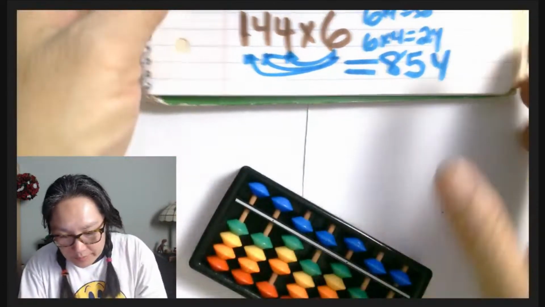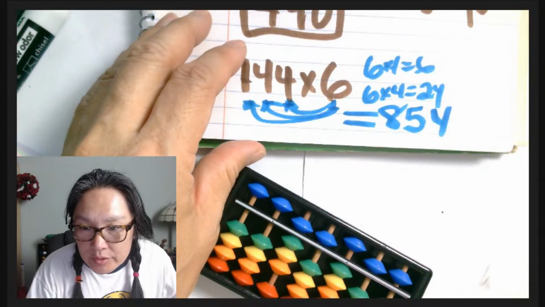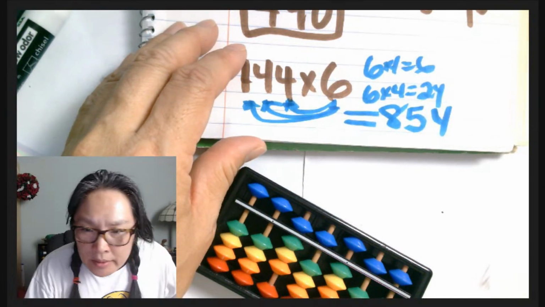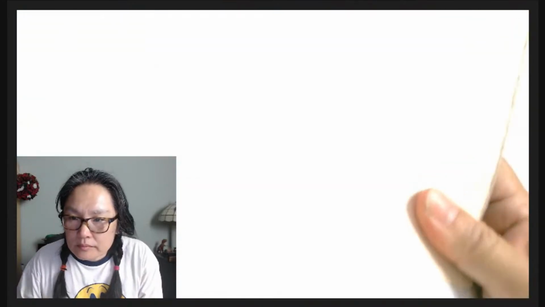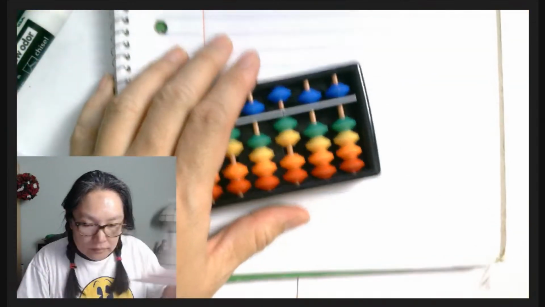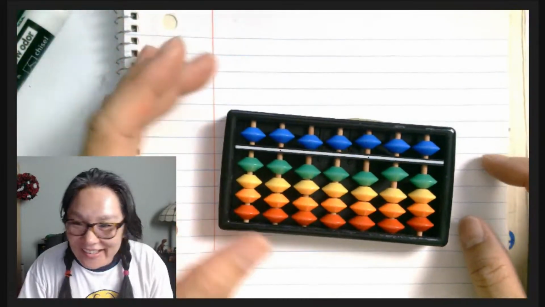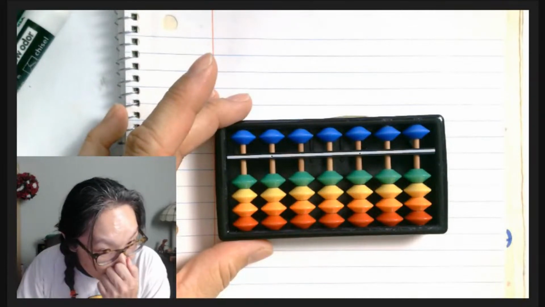Okay, so let's do another one. Let's do this one. Let's do a bigger one. Have I mastered the abacus now? I don't know. We can start doing two-step equations.